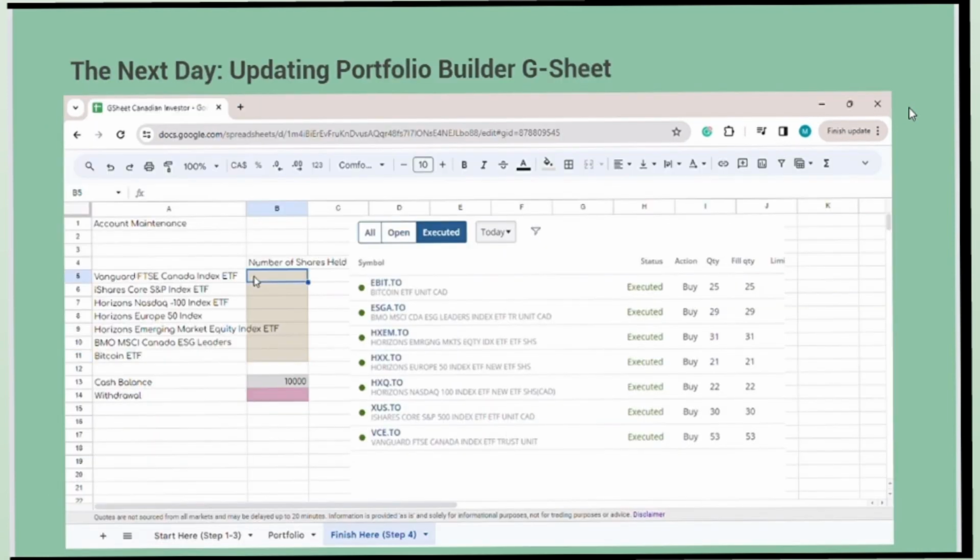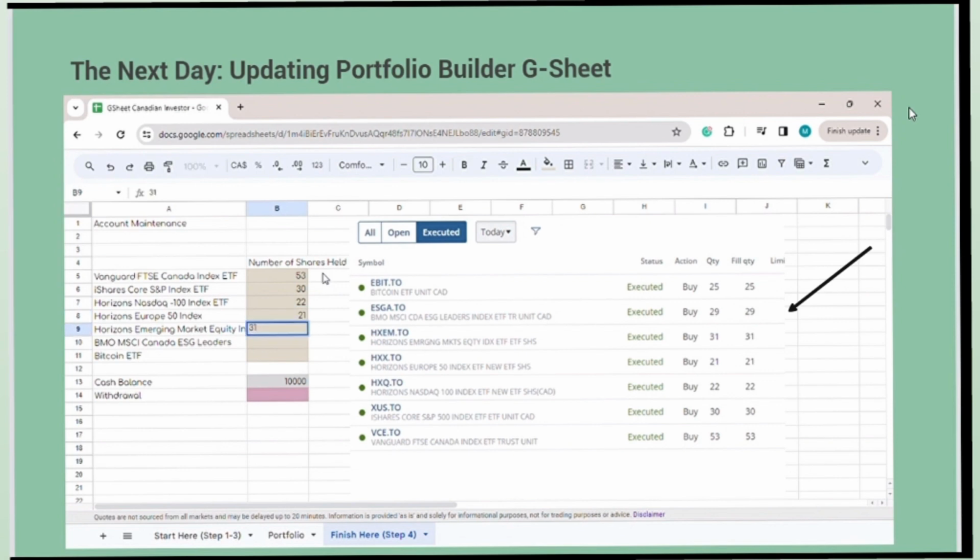Many companies charge trading fees overnight. So, once you have completed your trades, you are done for the day. There are two things that the GSheet won't automatically update: the number of shares in your account, and the cash balance. The day after you place your trades, you should get a fill report that looks something like this. Enter the filled quantity under the number of shares held field.